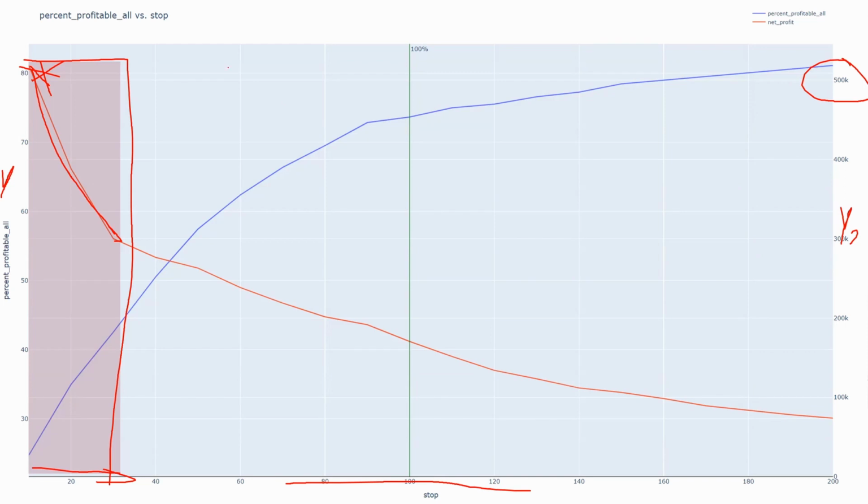You have to sacrifice a little bit of that net profit to make sure that you get a sufficient amount of winners coming through. Why? Because remember, the more winners you have, the less volatility you're going to have ultimately in your equity curve, right? So it's a balance. It's a balancing game.